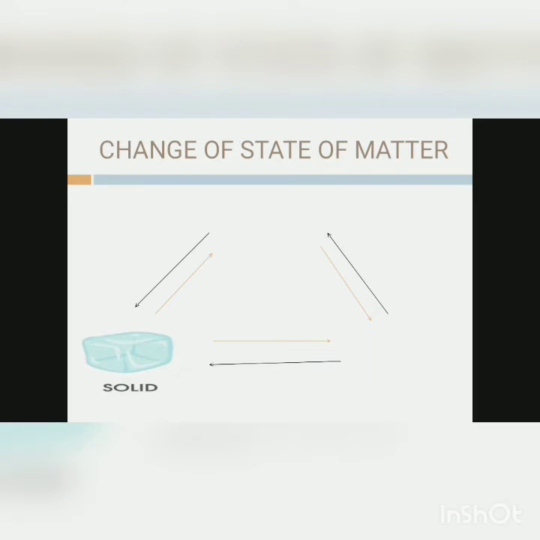Change of state of matter from solid to liquid, liquid to gases. Over here, when solid is heated or when you keep an ice at room temperature, it starts to melt. So this phenomenon is called melting. The point at which the solid starts melting into liquid is called the melting point of that particular solid.